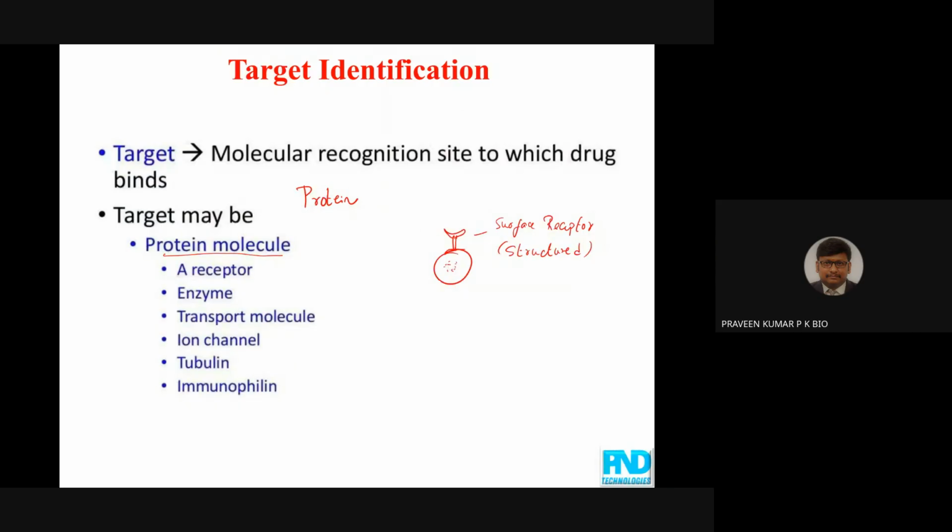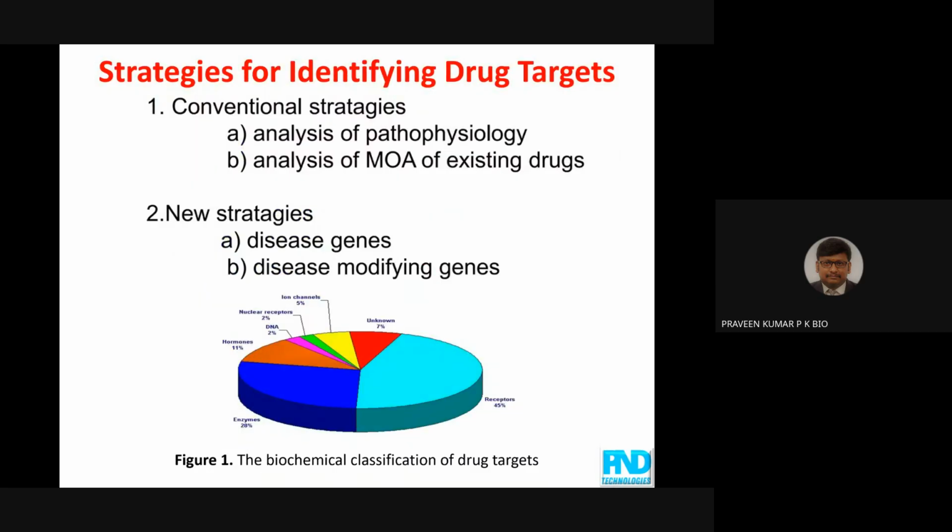Whatever proteins are present inside are generally classified as unstructured protein targets. Generally polymerases and proteases come as examples. If you see, receptors rank number one and enzymes rank number two. Other than receptors and enzymes, we can also find hormones and ion channel receptors, etc. Now we discuss something on strategies for identifying targets.